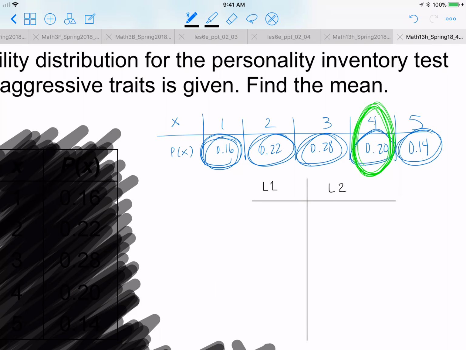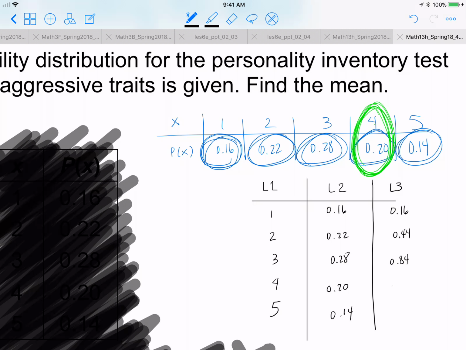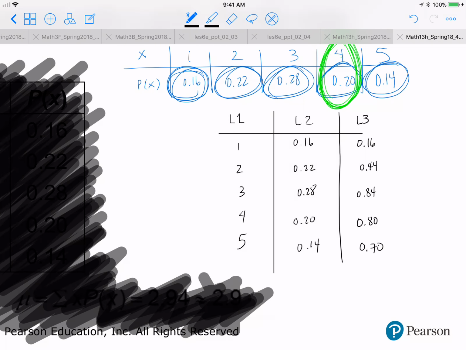So L1 should be, you should put in 1, 2, 3, 4, 5. And then for L2, you should put in 0.16, 0.22, 0.28, 0.20, 0.14. Okay. And then for your L3, you should get 0.16, 0.44, 0.84, 0.80, 0.70. And then your final answer should be 2.94.